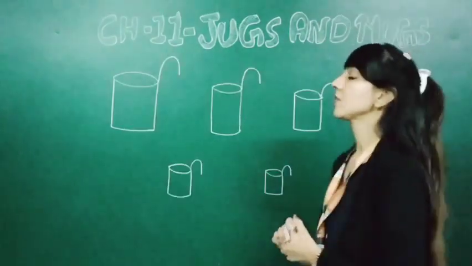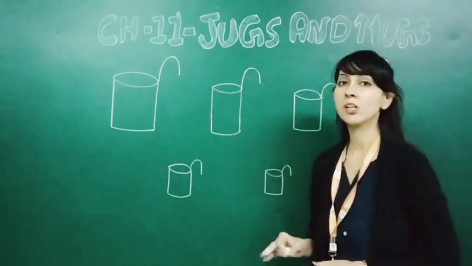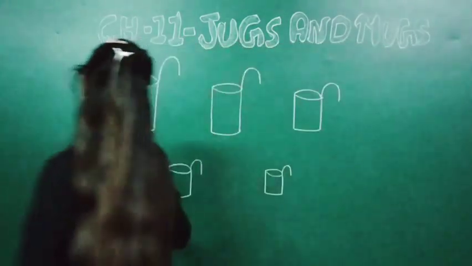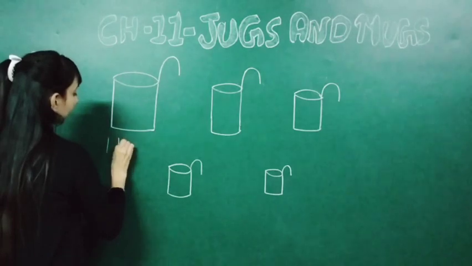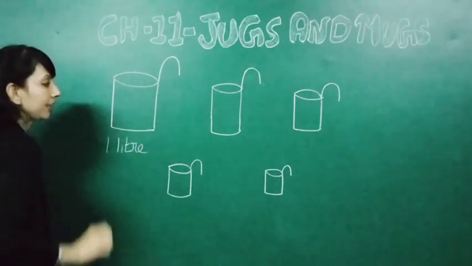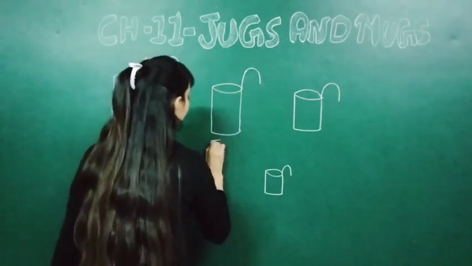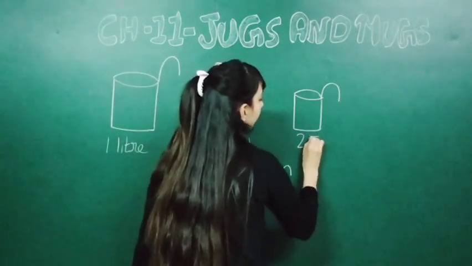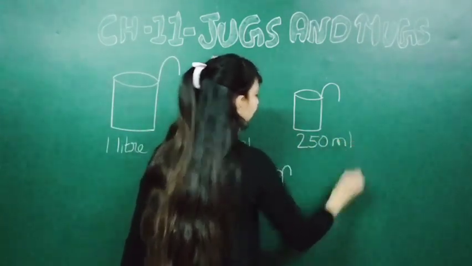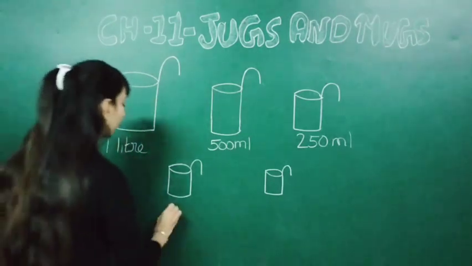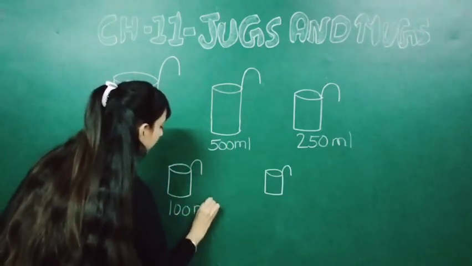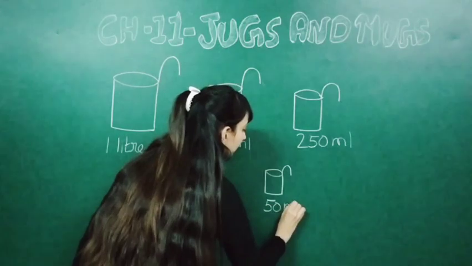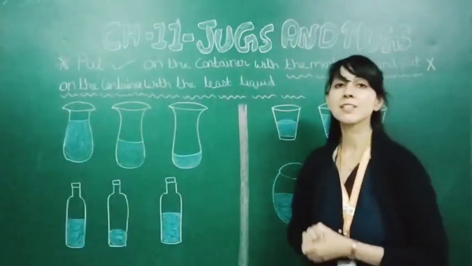So students, you must have also seen containers like this. Now these are basically used for milk, and this one is of 50 milliliters. Understood?